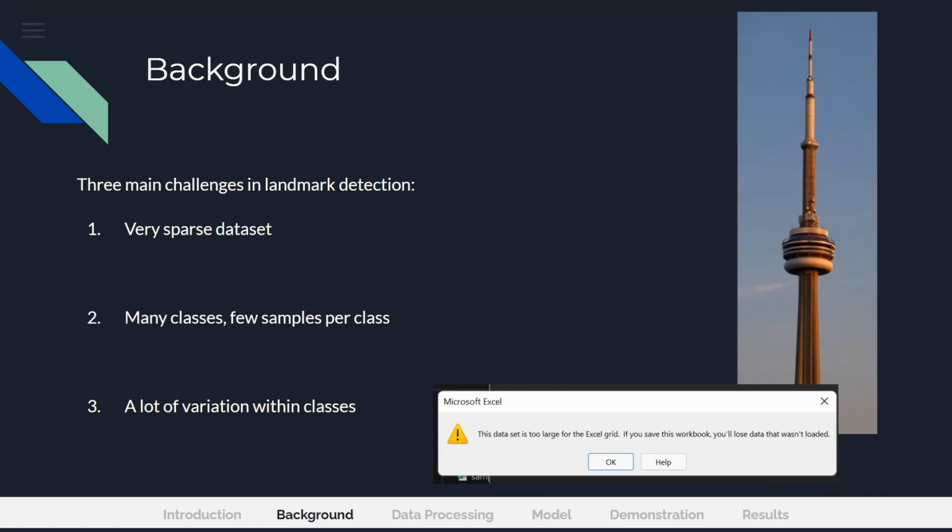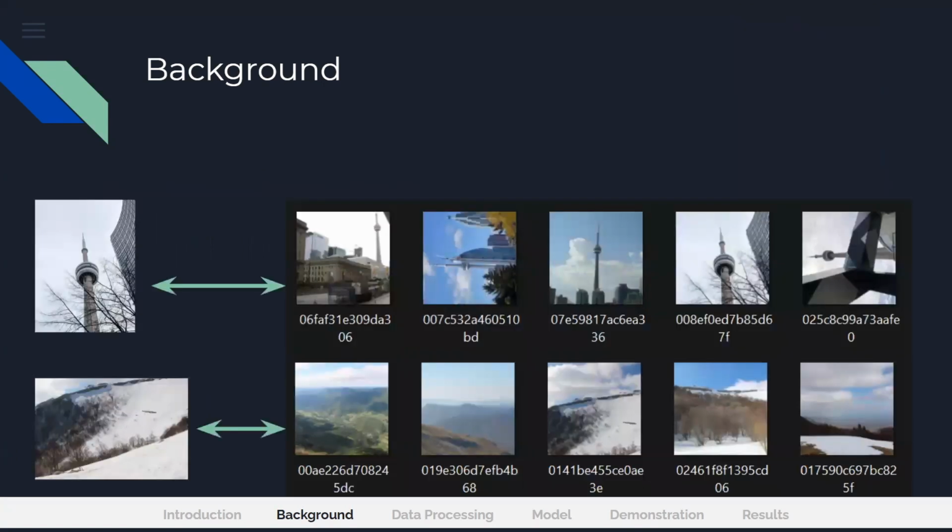Another issue is that there are a lot of classes. The dataset that we use, the Google Landmark Recognition dataset, has 81,000 classes distributed across over 1 million training examples. As a result, we'll need to utilize large models with enormous layers to adequately classify everything. Finally, the samples can vary significantly even within a single class. So for example, look at the images on this slide. Despite their differences, they actually correspond to the same landmarks.